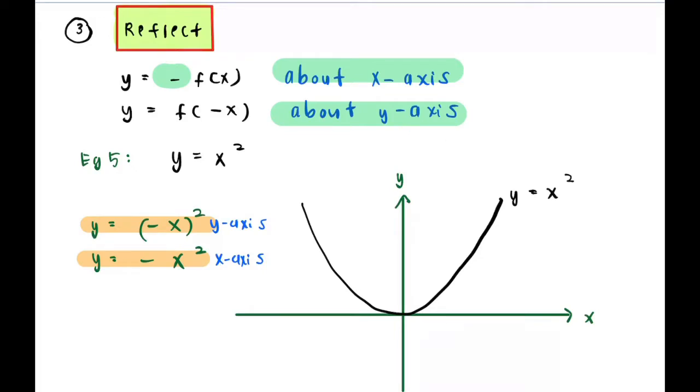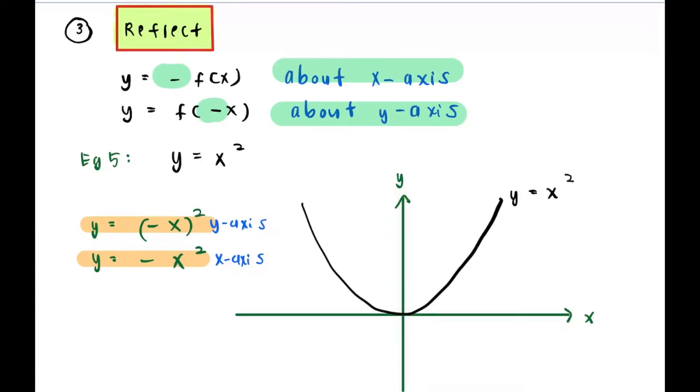So we will reflect about the y-axis when you multiply minus inside of the function, which is attached to your x. So your x originally is a positive x, but now you multiply minus towards your x, so now it becomes minus. So from a positive to a minus x, it is reflecting about the y-axis.